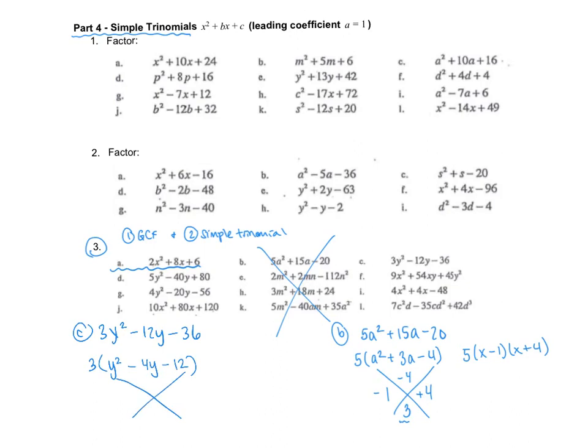Now I have to think of what multiplies to get negative 12 and adds to get negative 4. That's going to be negative 6 and positive 2. Those multiply to get negative 12, and they add to get negative 4. So I have 3 times y minus 6 times y plus 2.